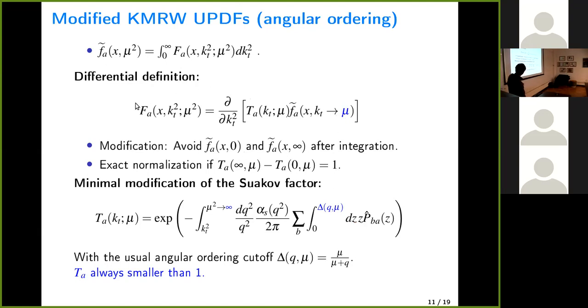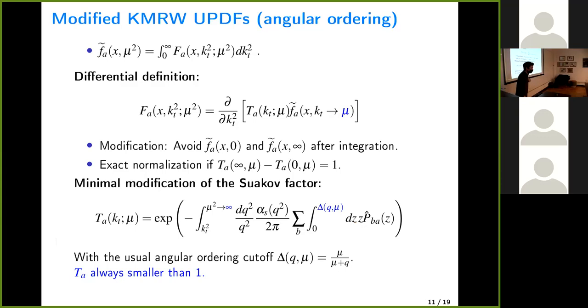You will get exact normalization if the Sudakov factor fulfills this condition. And so the minimal modification of the Sudakov factor is to change here mu square by infinity, basically. So this is exactly what happened here. Here you change mu square by infinity. In the Sudakov factor, you also change mu square by infinity. And you will see, if you look at this equation, that indeed it fulfills this equation. And also you can see that we already solved one of the issues, because now this Sudakov factor is always smaller than one.